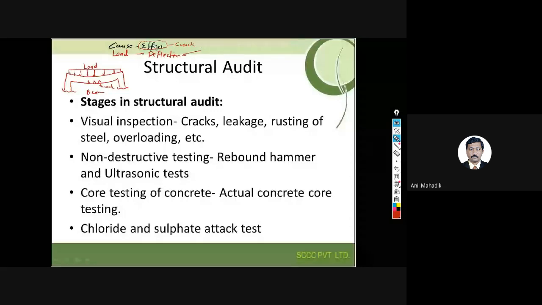Now, once you understand the effect like cracks or deflections, then you can think of what may be the cause of it. So you need to look for that also. So in visual inspection, we are seeing the effects first. You observe the effects in visual inspection generally, like cracks.